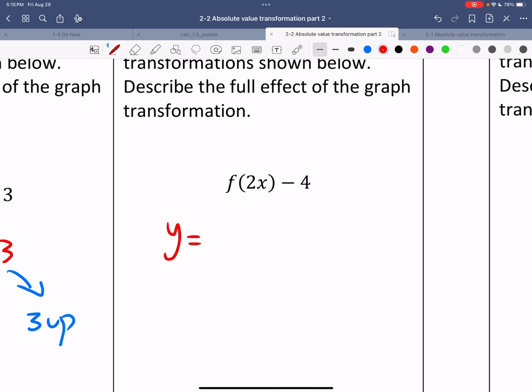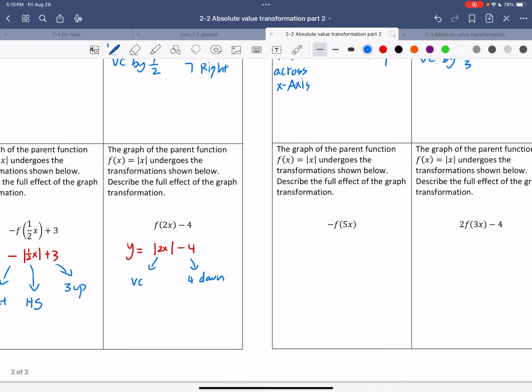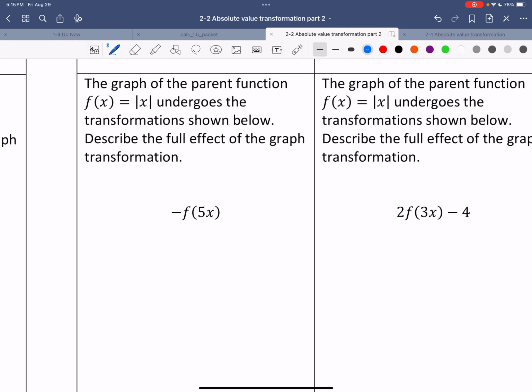Same thing, f with a parenthesis, I will just change it with the absolute value with a 2x and minus 4. And you can explain this one by vertically compressed by 1/2 and then 4 down. All right, so we got these two.